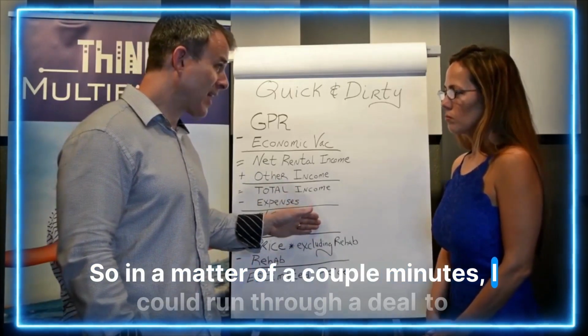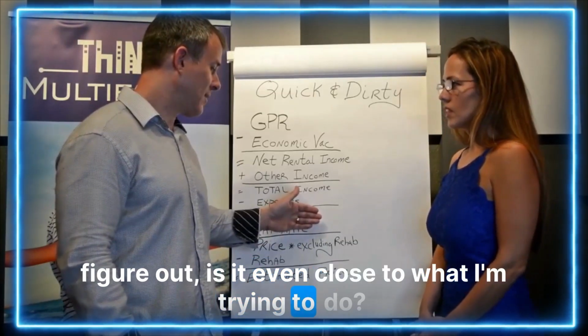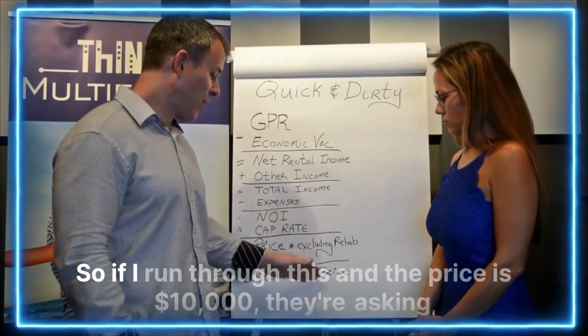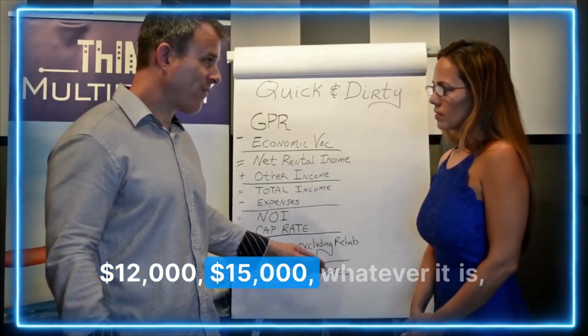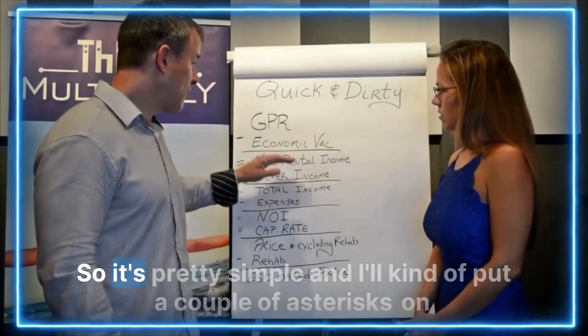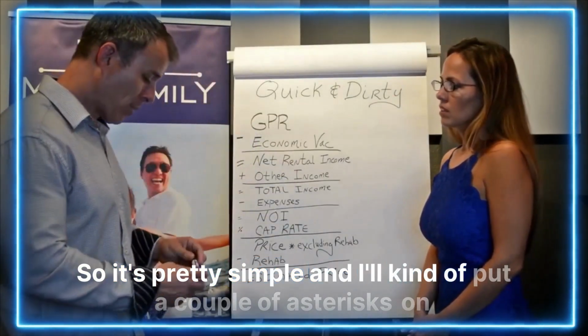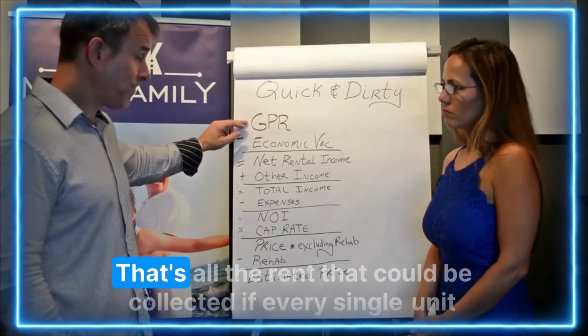In a matter of a couple minutes, I can run through a deal to figure out, is it even close to what I'm trying to do? If I run through this and the price is $10,000 and they're asking $12,000, $15,000, whatever it is, maybe it's not close enough for me to look at. So it's pretty simple, and I'll put a couple asterisks on here too. You have the gross potential rent.